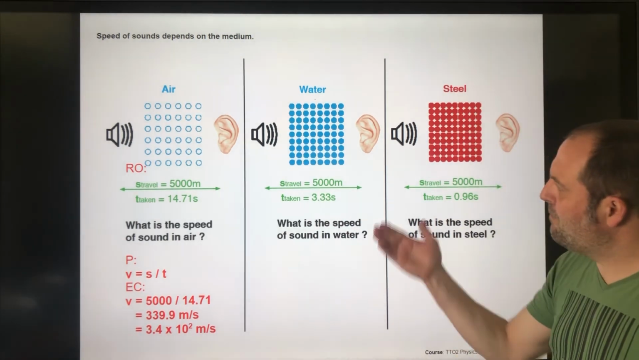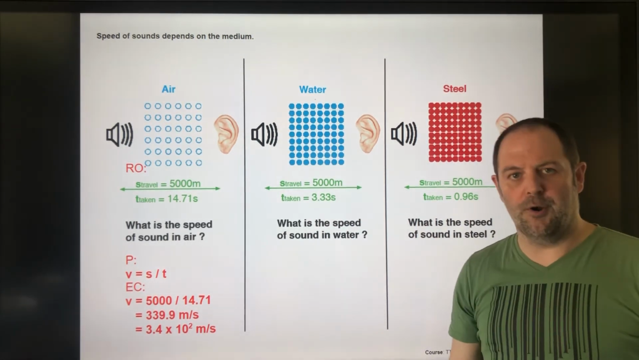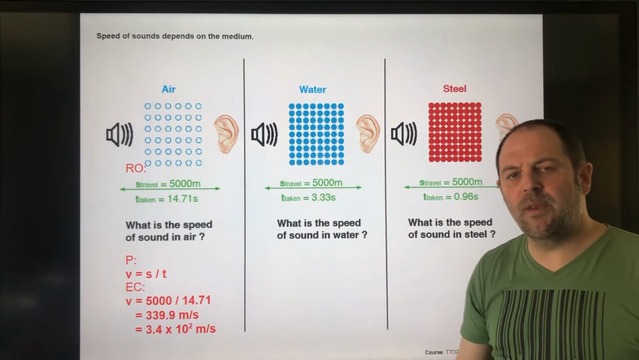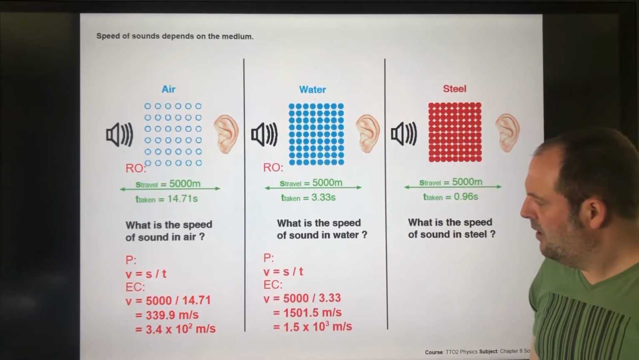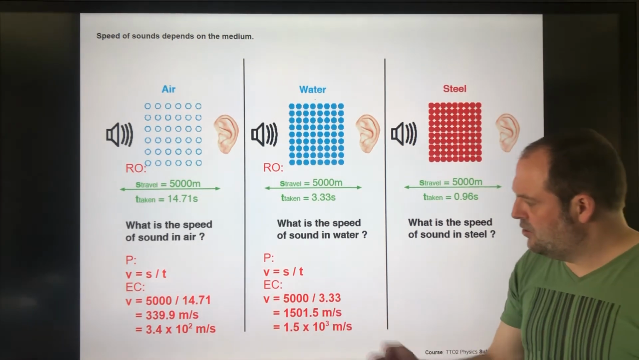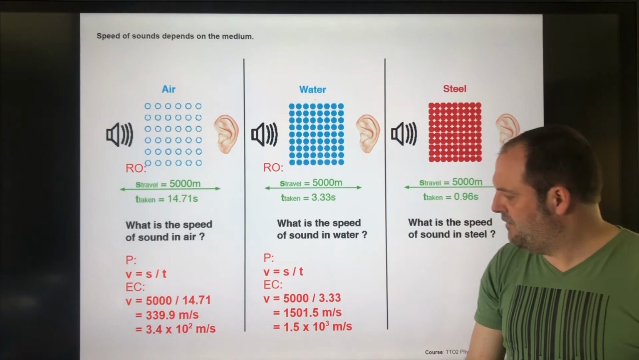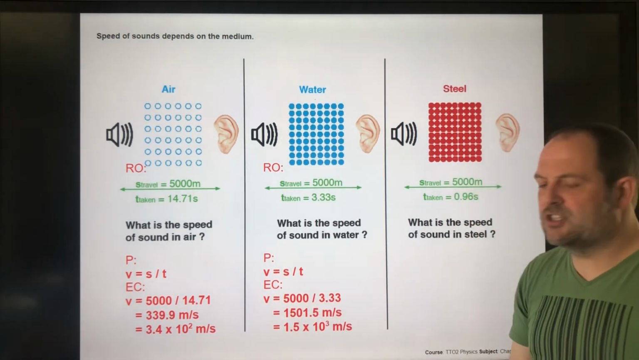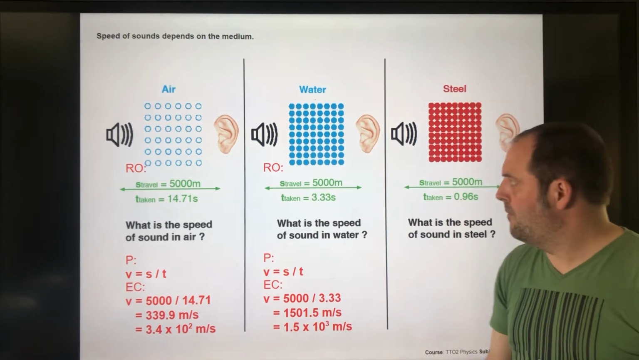Let's see what happens if sound travels through water. Again, the water molecules are very close to each other, so probably the sound will travel faster. You see that over here, with the same calculation and different values, you get an outcome of approximately 1,500 meters per second. So, for sure, it's traveling faster through water.